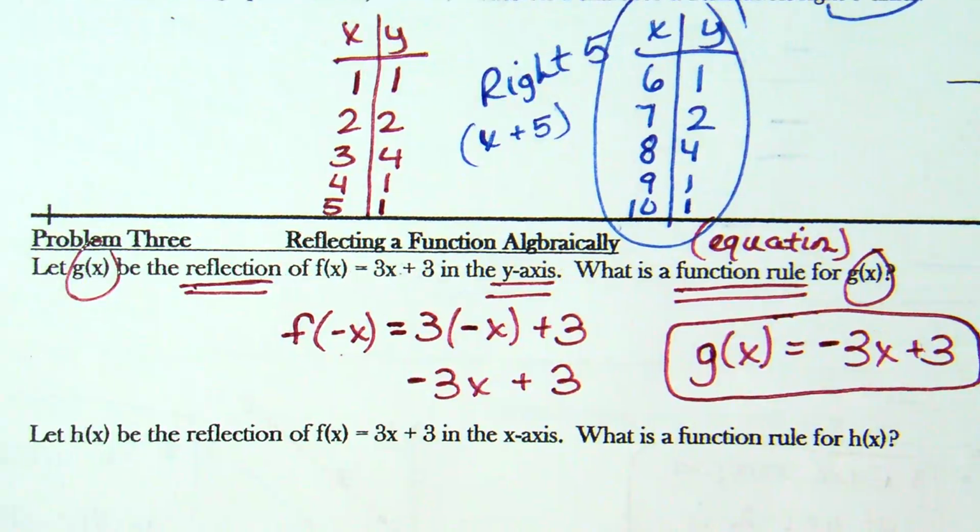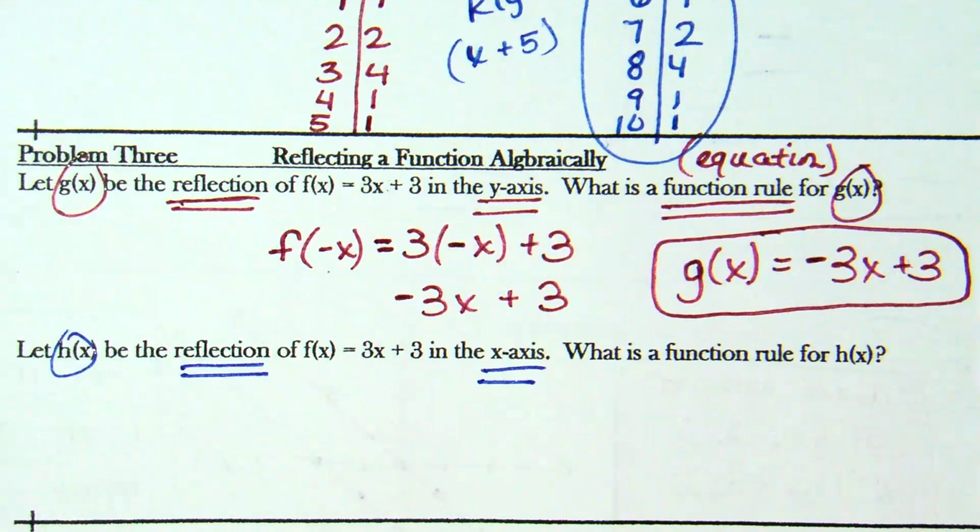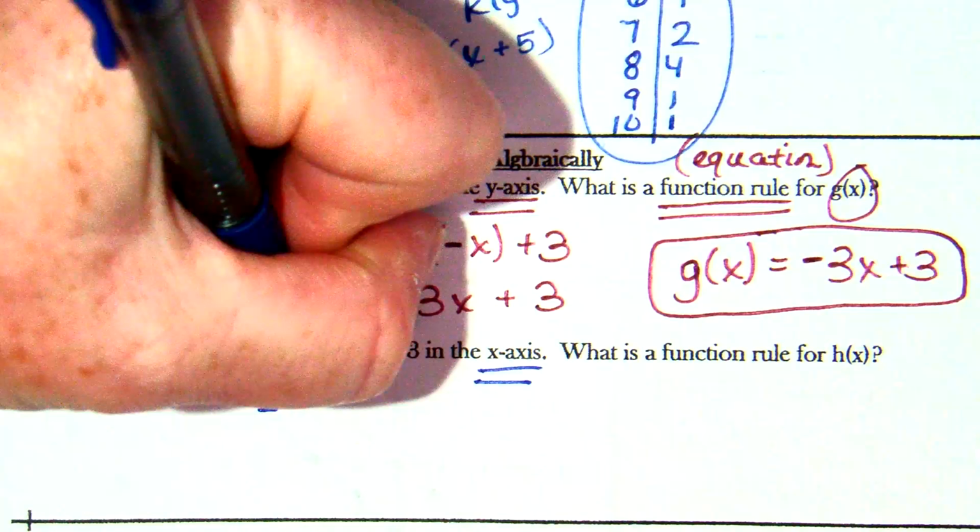Okay, what about this other one? This next one says h of x. Reflection where this time? X-axis. And again, they want a function rule. How does it say to do a reflection in the x-axis according to the front side of your notes? Negative f of x. So this time, my negative isn't going on just the x, it's going on everything.